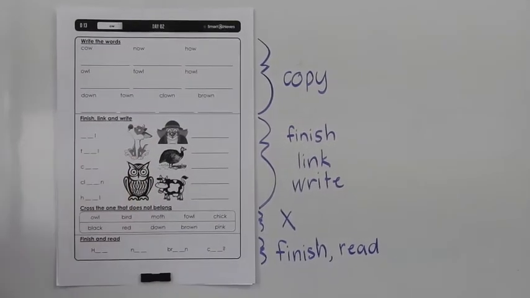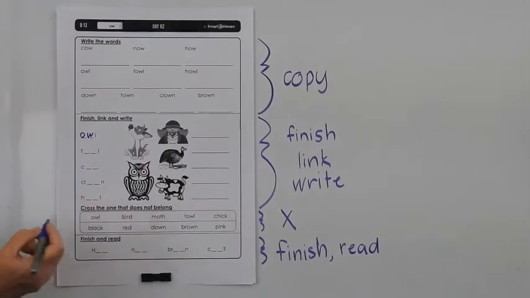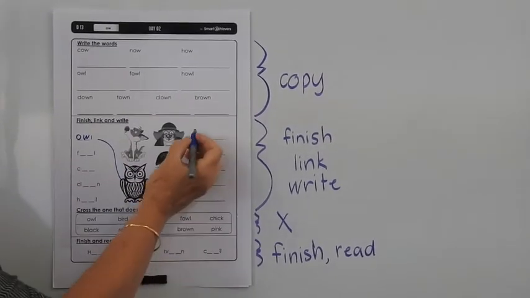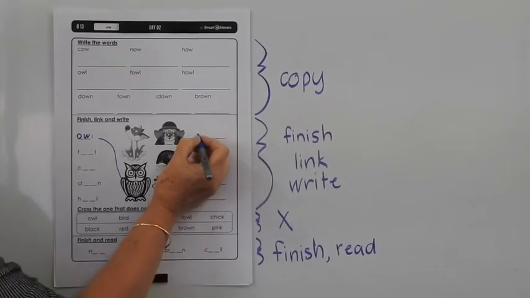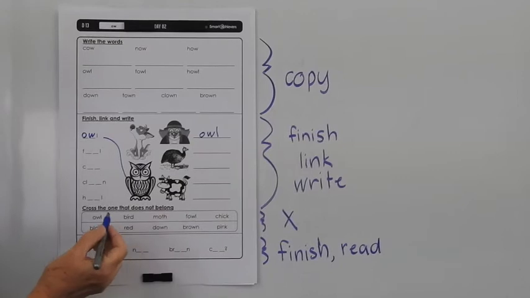So we're adding in the owl sound, which is the O-W, to all of these words. Then you have to link it to the picture, and then you have to write those words down here. You can finish the rest of those on your own.